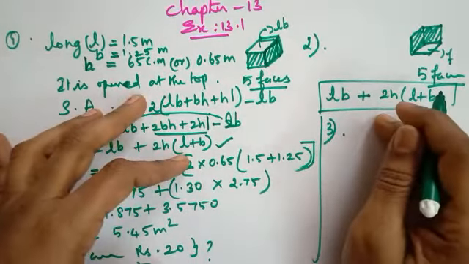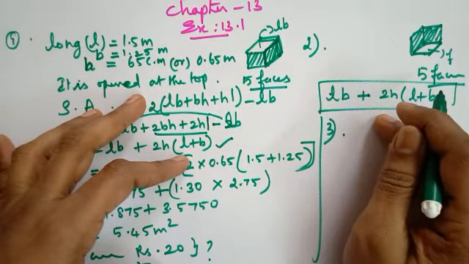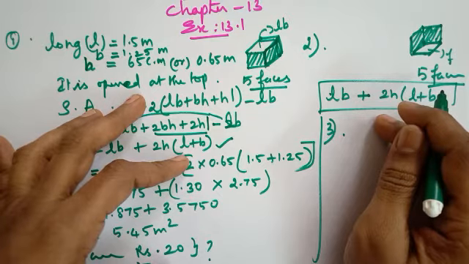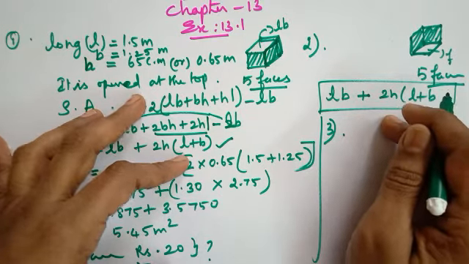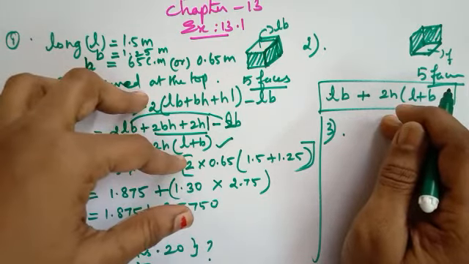Students, third question. The floor of a rectangular hall has a perimeter 250 meter. If the cost of painting the 4 walls at the rate of rupees 10 per meter squared is 15,000, find the height of the hall.